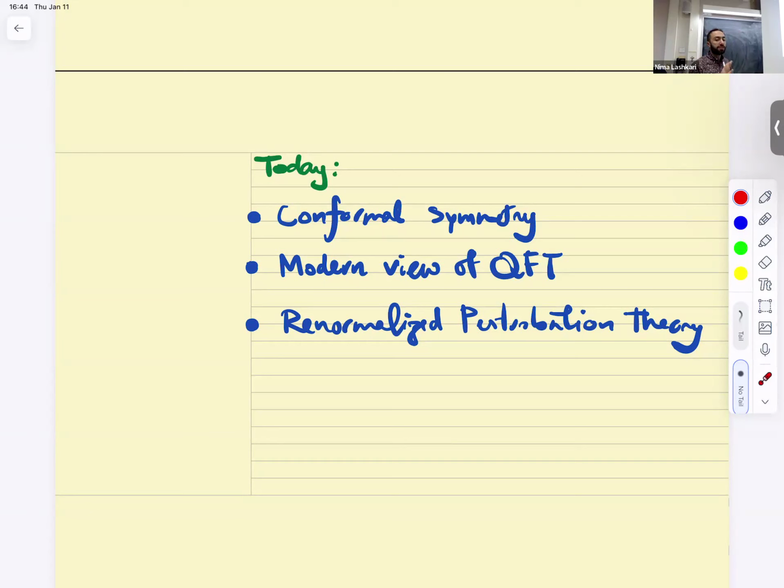Good. So conformal symmetry and the modern view of QFT is a little detour before we get into renormalized perturbation theory. I'll try to throw in these high-level detours so that you can reorient yourself. Otherwise, you might get lost. Good? Any questions?